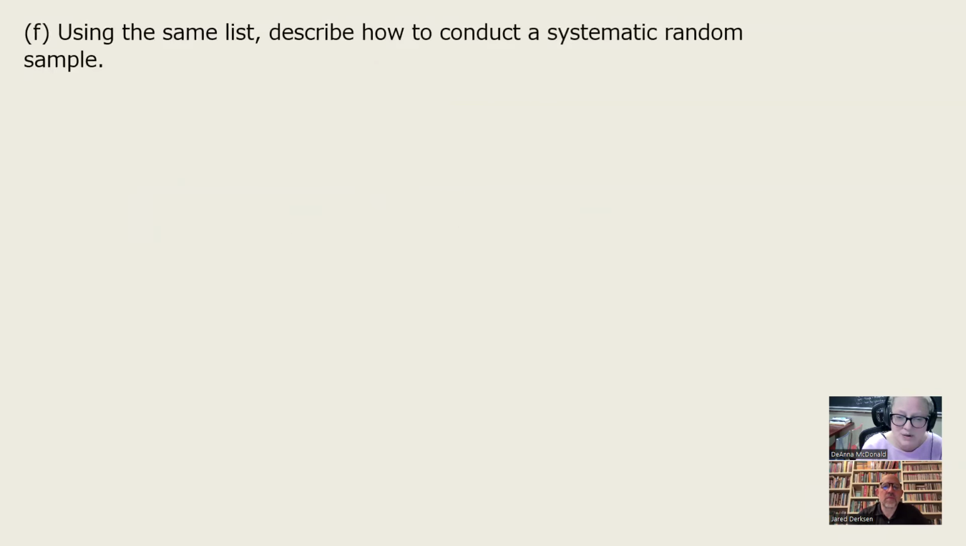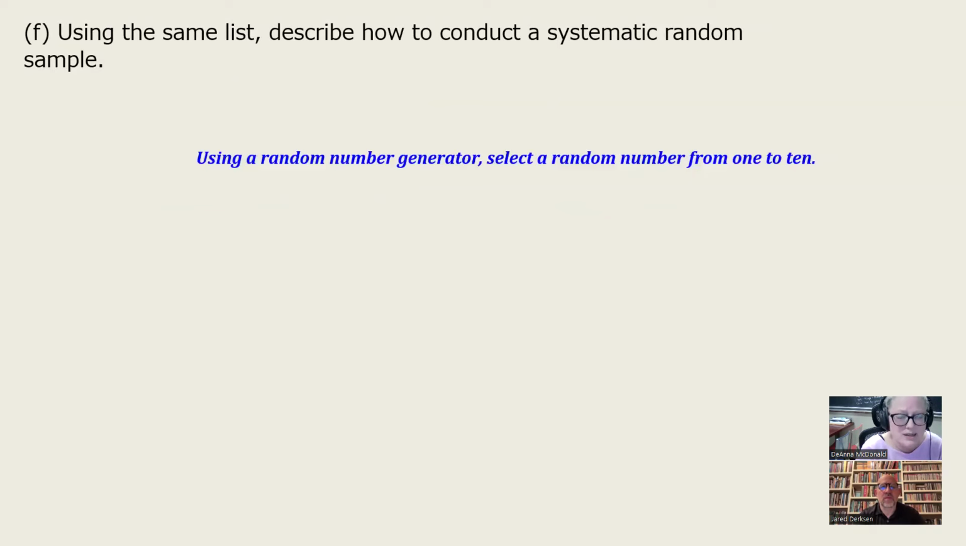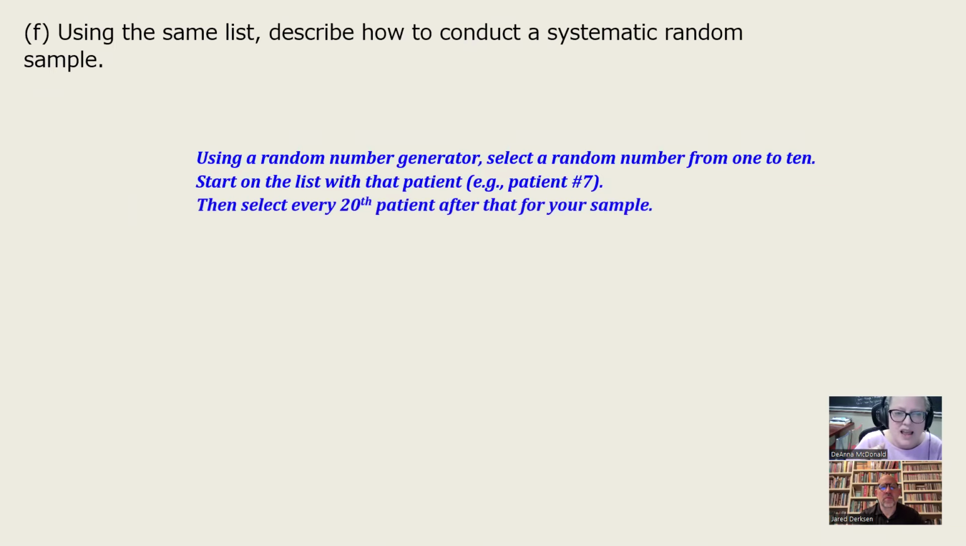All right, let's take a sample a different way. Let's conduct a systematic random sample. So again, using a random number generator, we're going to select a random number between 1 and 10. And then we're going to start the list with that patient. So for example, I might have randomly generated 7. So I'm going to start with patient number 7. And then I'm going to select every 20th patient after that for my sample.